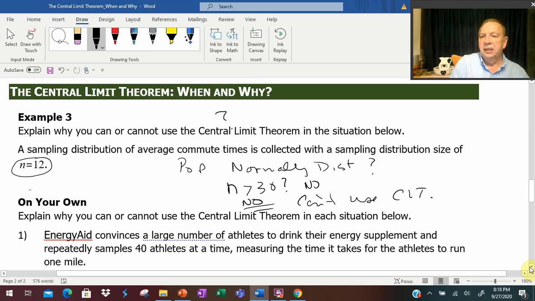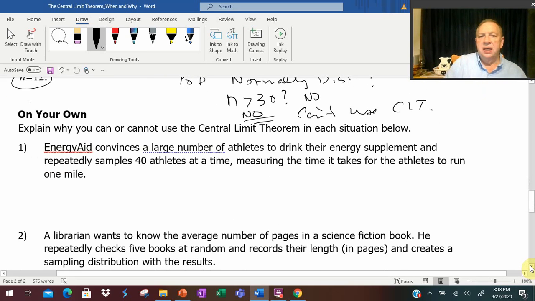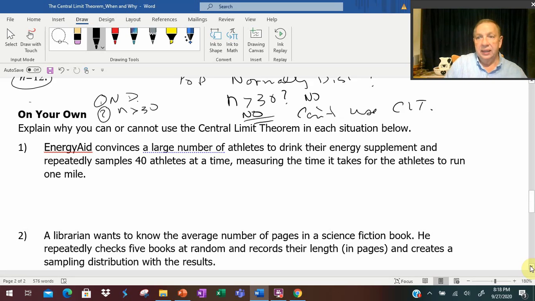So go through these. That's what you're going to look for in each case. In each case, you are looking for the words normally distributed or greater than 30. At least one must be true. I can't have not normally distributed and n less than 30. But if I've got normally distributed, the size doesn't matter.